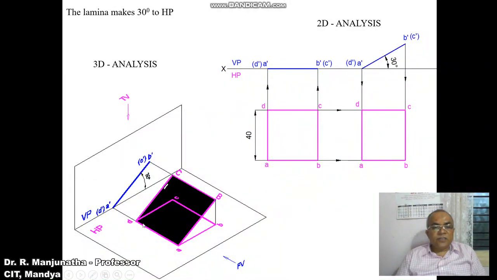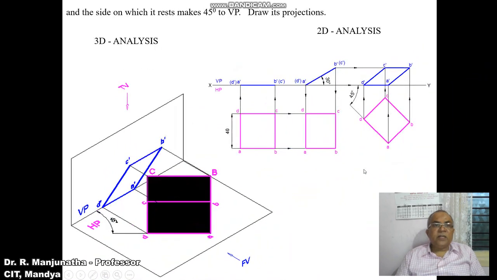Similarly, CD is also inclined. Therefore, this small CD will be in apparent length. Whereas A dash D dash and B dash C dash both are parallel to HP, so we are getting the true length here. As two lines are becoming apparent lengths, it will not be in true shape here. So this is what we have shown in the second position in the 2D analysis, which is inclined at 30 degrees to HP. Correspondingly in the top view, we can see this is the apparent shape.